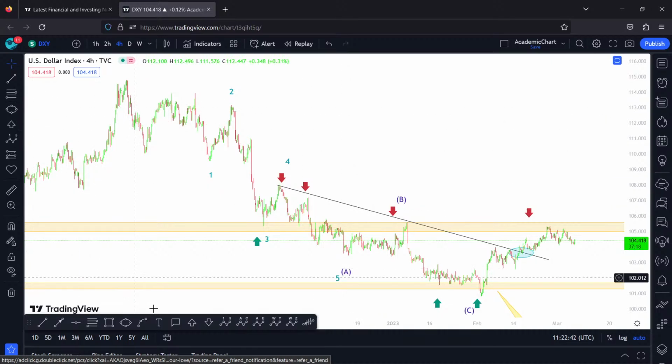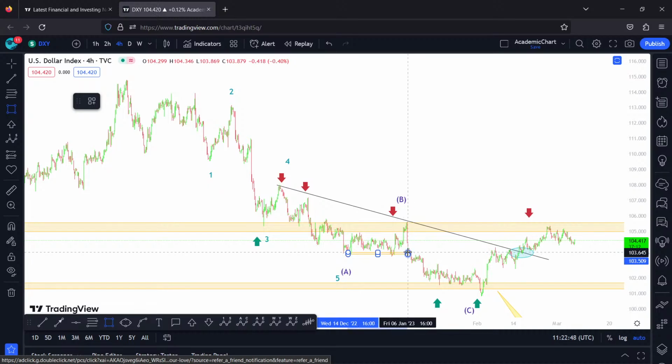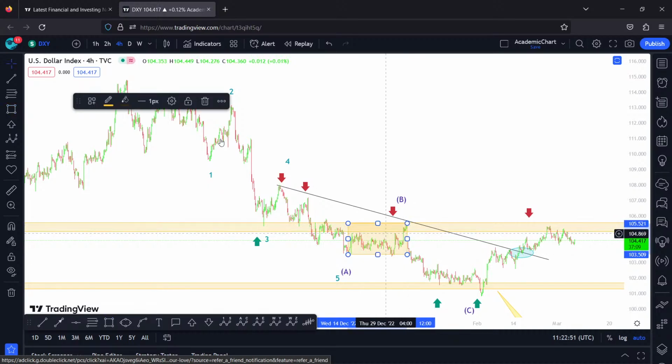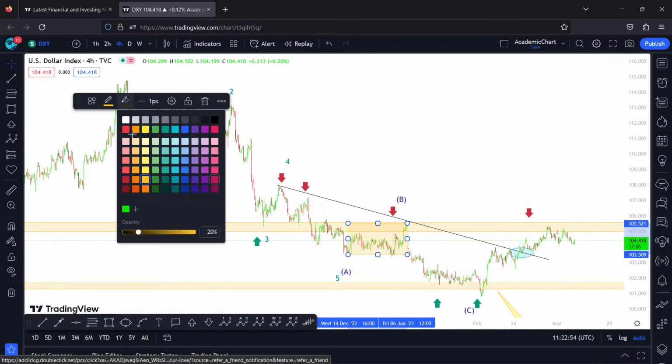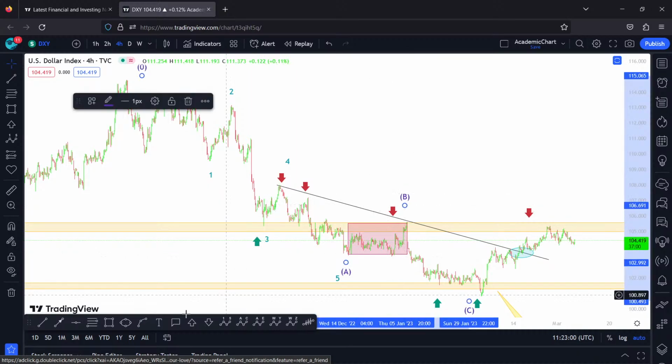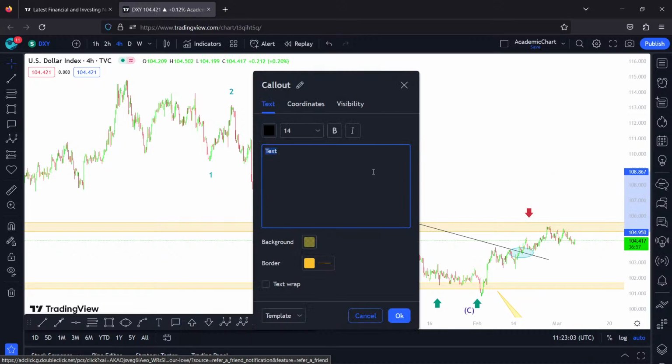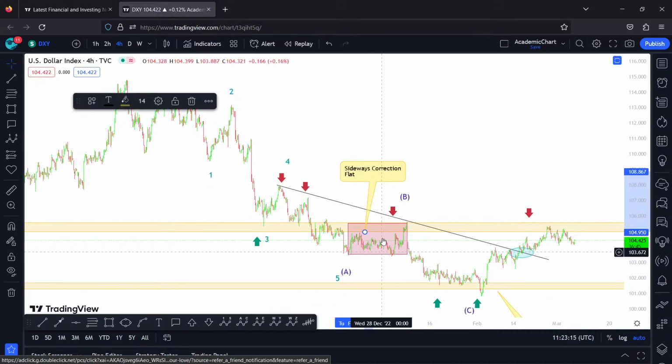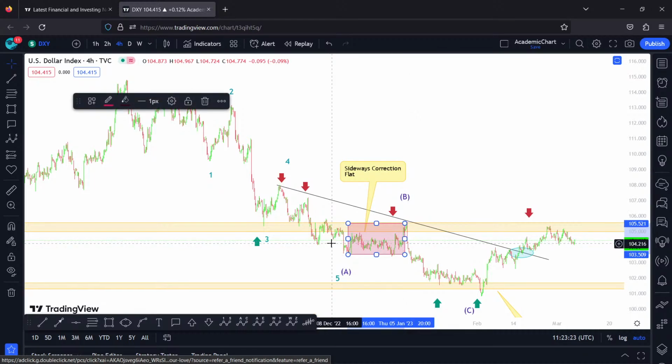I have some sort of sideways correction. So as it reached here, let's just change its colors. Okay, this is my B. This is a sideways correction. It is some sort of a flat. I will just say sideways correction, and it is flat. It is actually an irregular flat, but I will come back to that. Let's just fix it a little bit more.